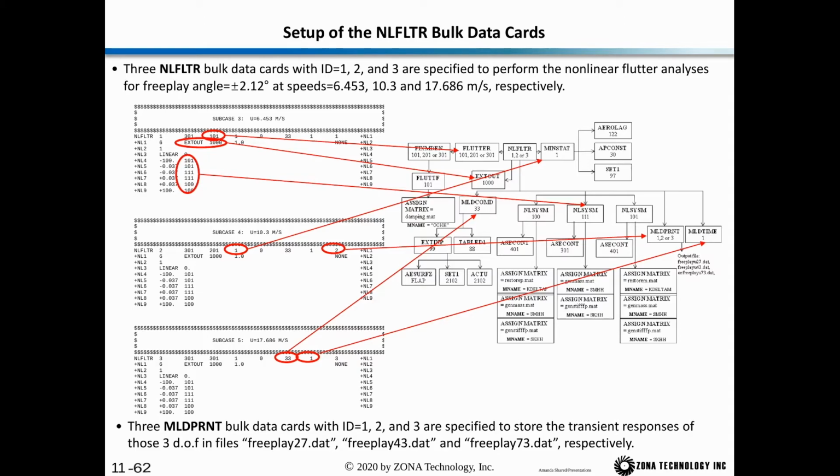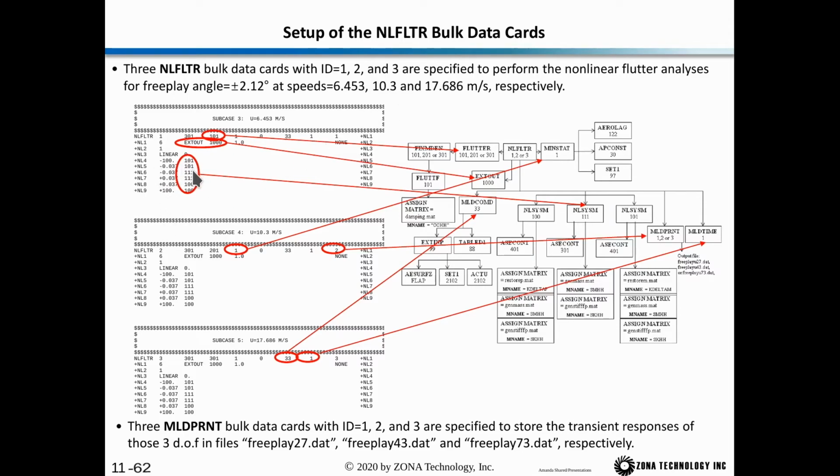So now we'll set up the nonlinear flutter bulk data card. So we have 3 nonlinear flutter bulk data cards to perform the nonlinear flutter analyses for Freeplay angle of plus or minus 2.12 degrees at these 3 different speeds, 6.5 meters per second, 10 meters per second, and 17.5 meters per second.